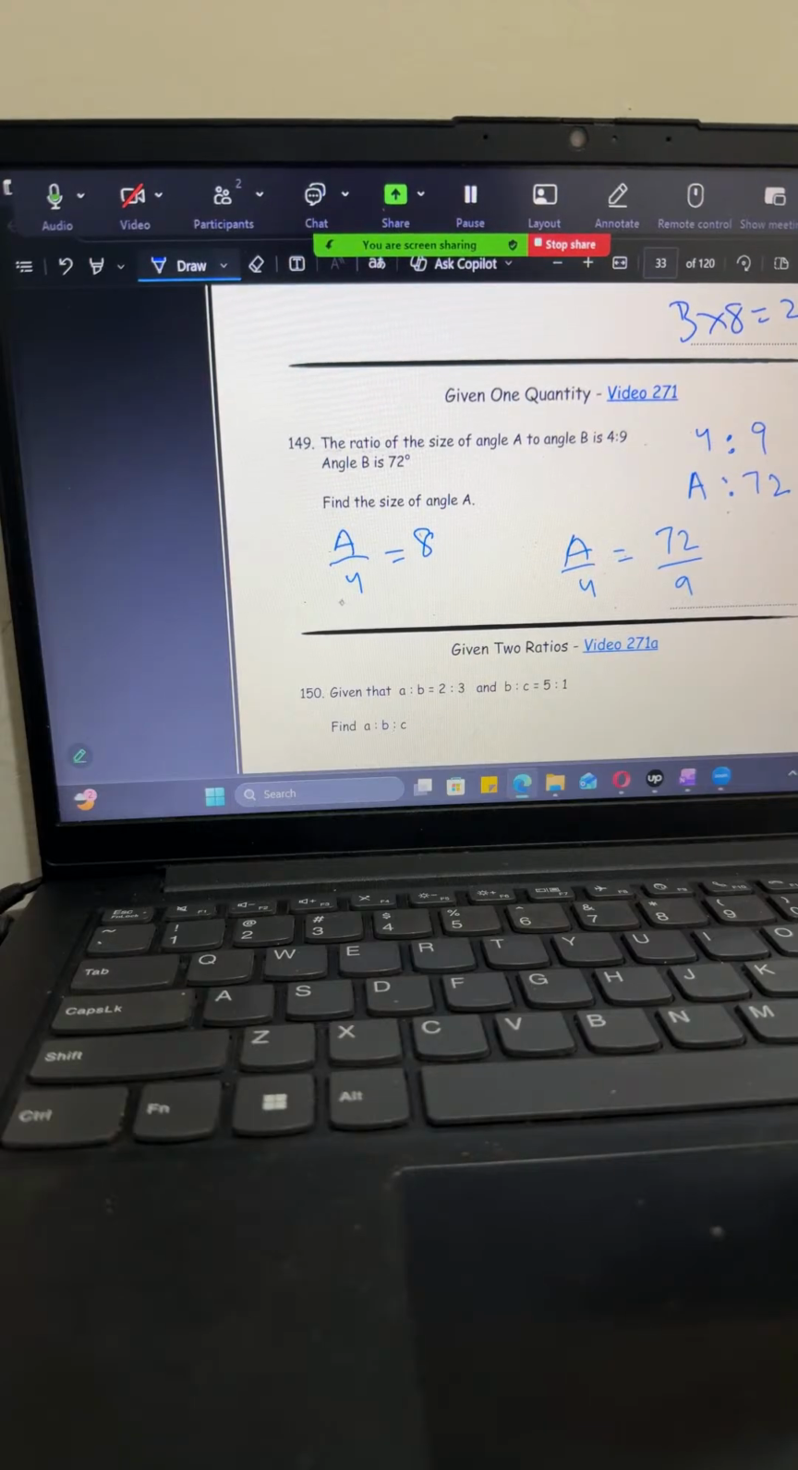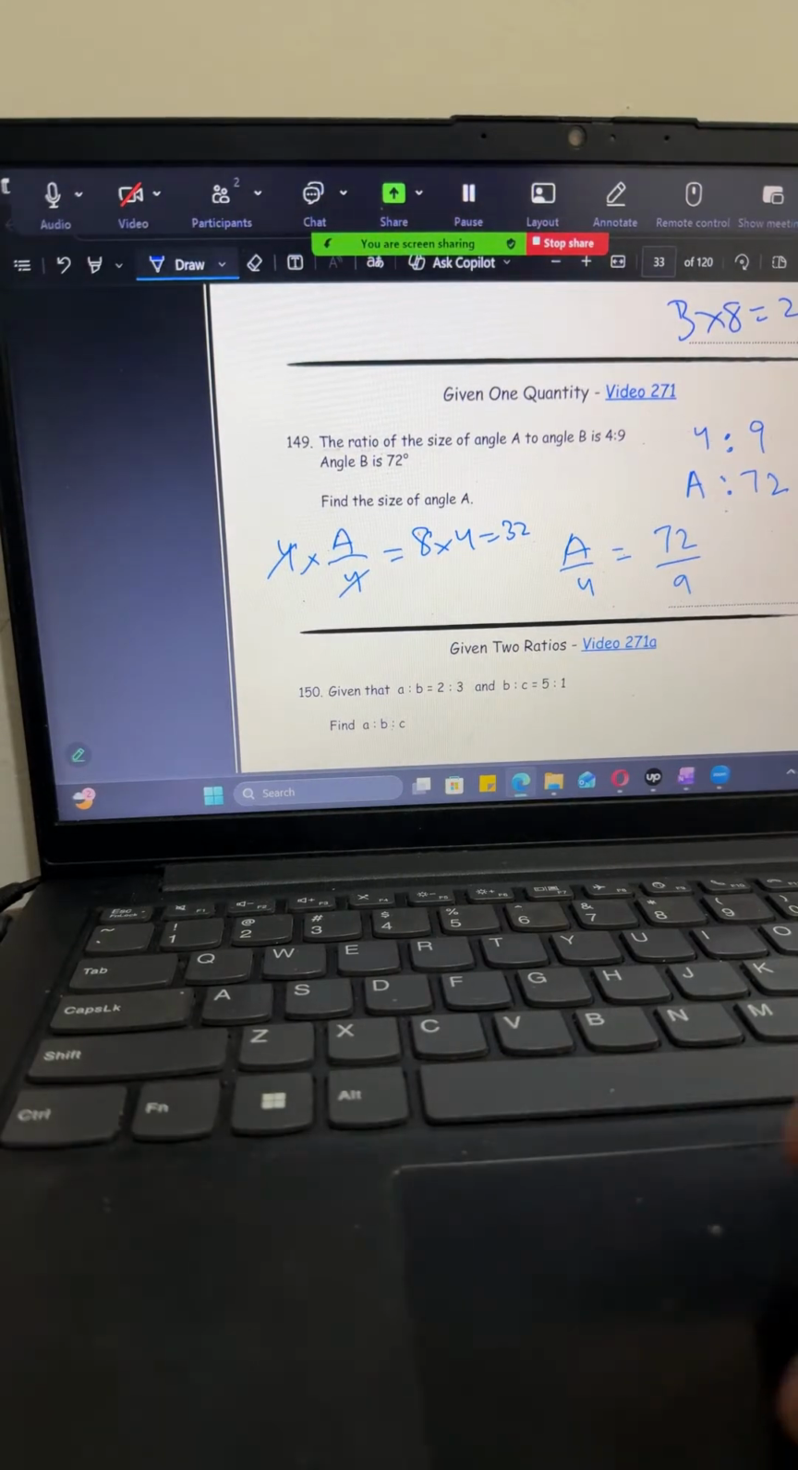Do you remember how we simplify this A? 4 is dividing, right? So you have to multiply on both sides. This one will cancel out, and on the other side we are left with 32. Okay? So let's move ahead.